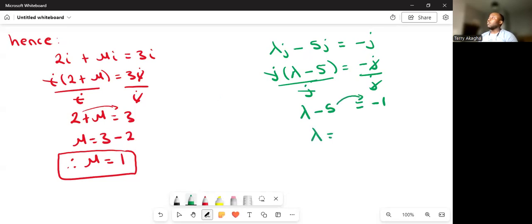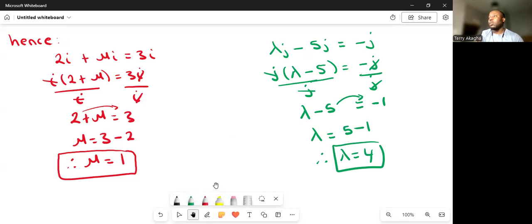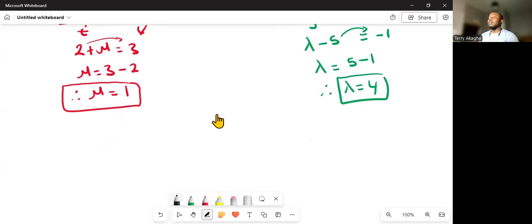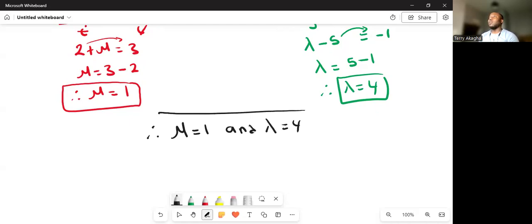So we have lambda is going to be equal to 5 minus 1. And therefore, the lambda is going to be equal to what? 4. So therefore, in this question, you can now say the mu is equal to 1, and the lambda is equal to what? 4. And that'll be the answer for that question. All right? So that'll be it. The mu is 1, and the lambda is 4.